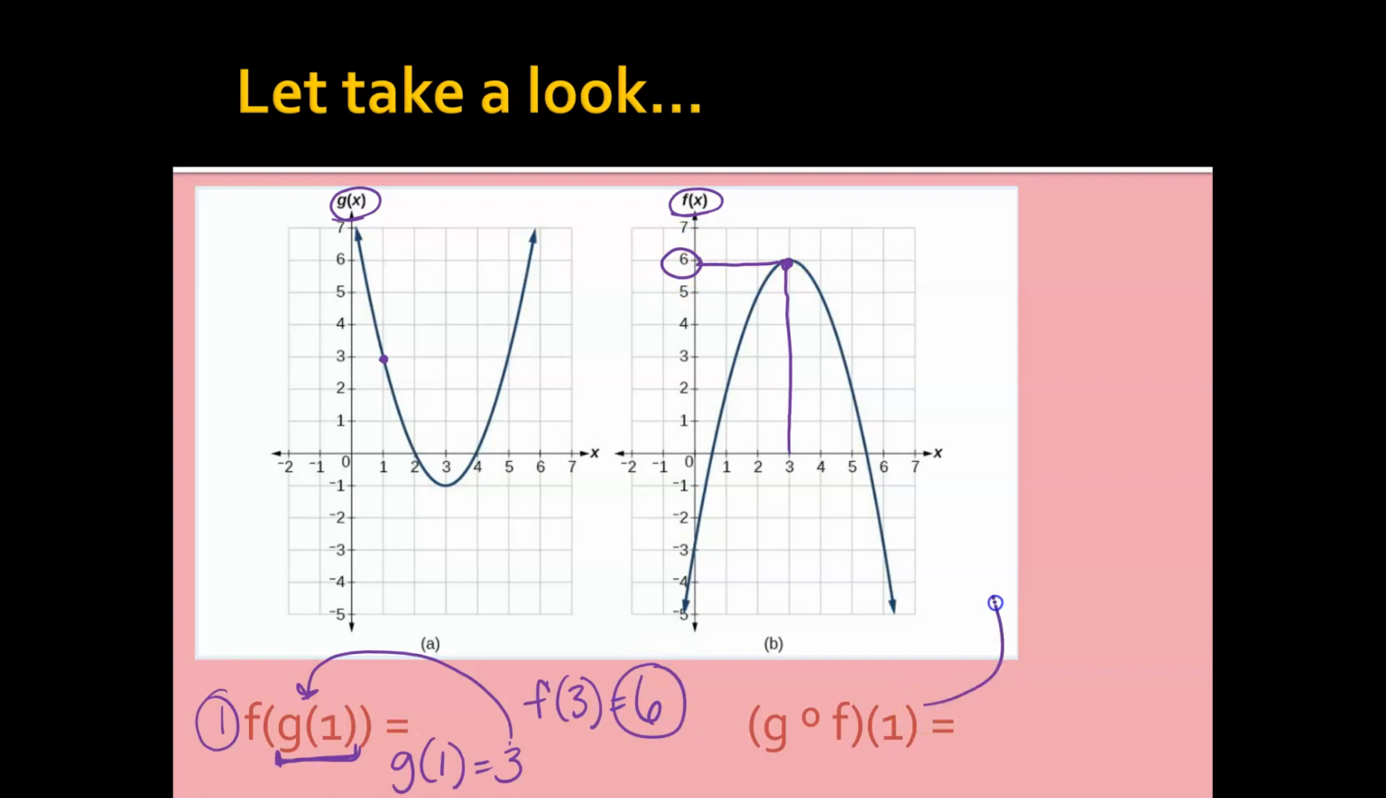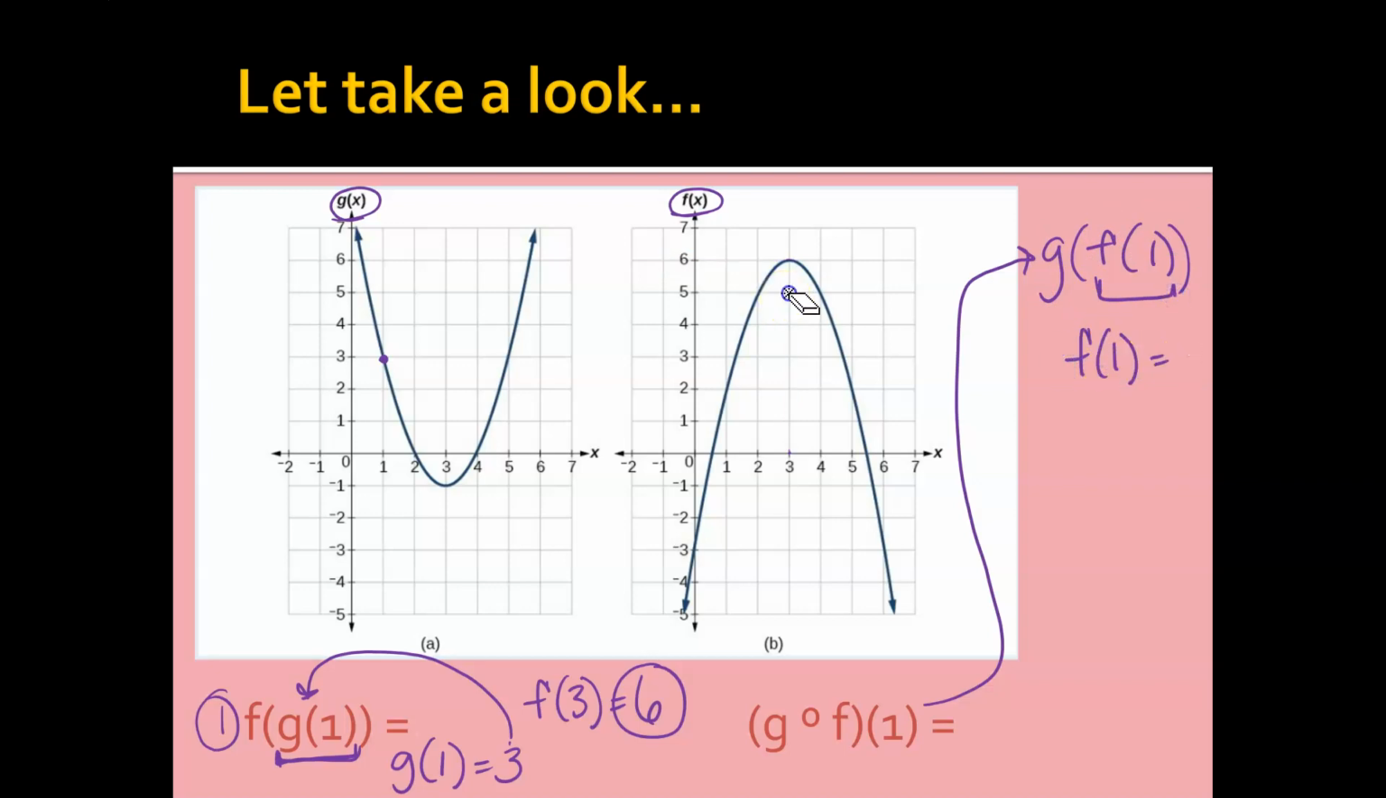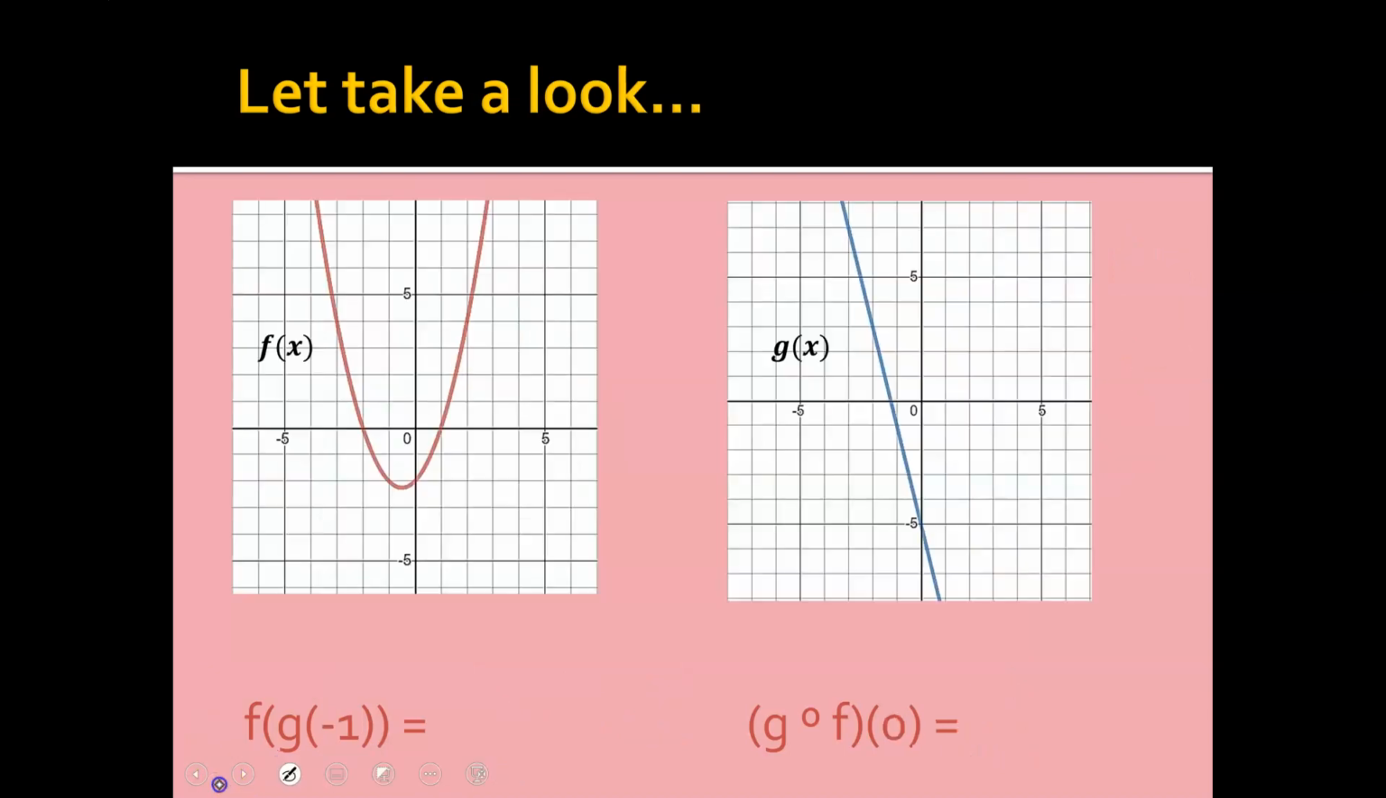Okay? So we're going to bring this guy over here. So this, we're going to rewrite it to g of f of 1. Okay? So first we need to find what f of 1 is. So I go to the f graph, okay? When x is 1, y is 2. So now I'm going to plug 2 in and replace it, and I'm going to be looking for g of 2. So when x is 2 on the g graph, y is what? 0.